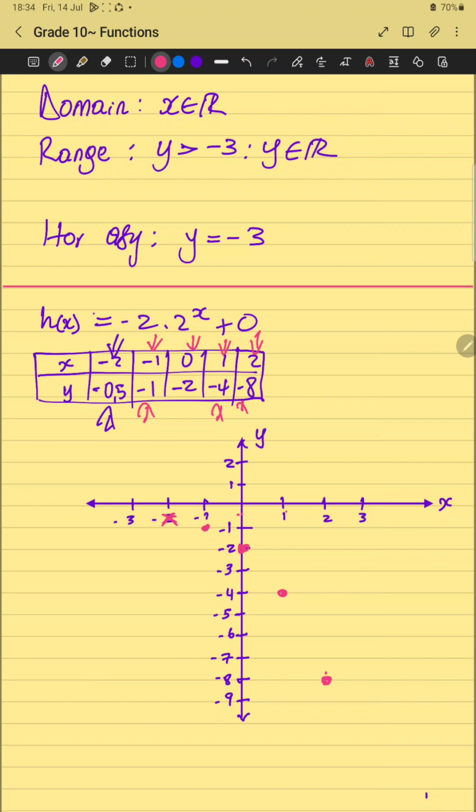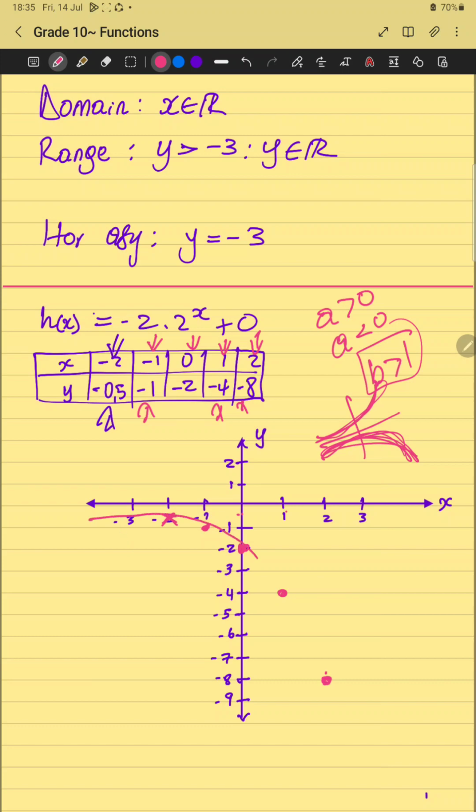Okay, and then we consider the shape just before we join the points. So if A is negative, now this time around it is negative. And our B is bigger than 1, so that means the shape will be like this. Remember, if A is bigger than 0 but B is still the same, the shape will be like this one. So you just change from this position to this one. Okay, so then we join the points starting from here, and then we go down. Simple as that.